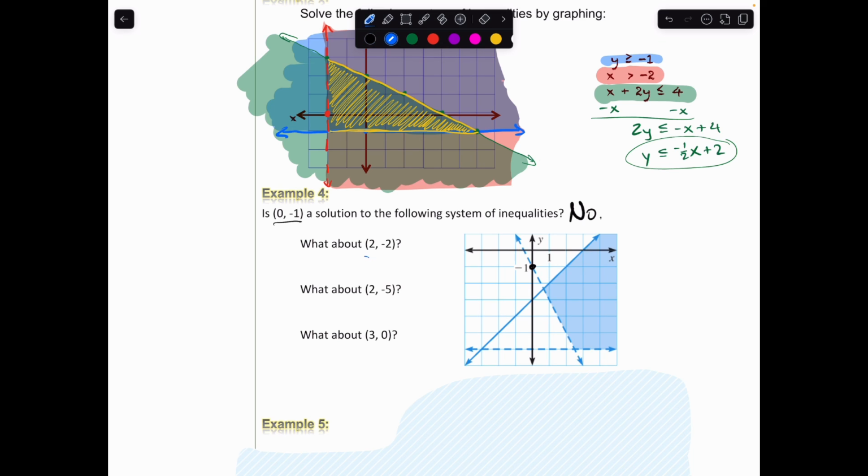Let's try (2, -2). So if we go to (2, -2), that point is in the shaded region, so it is definitely a solution. I'd like you to try the last two on your own. Come back and check your work.